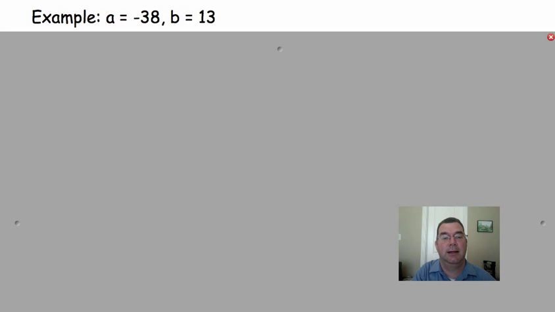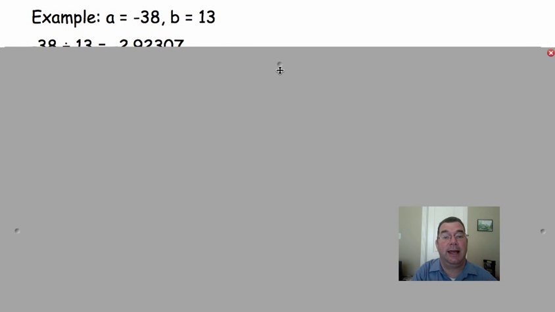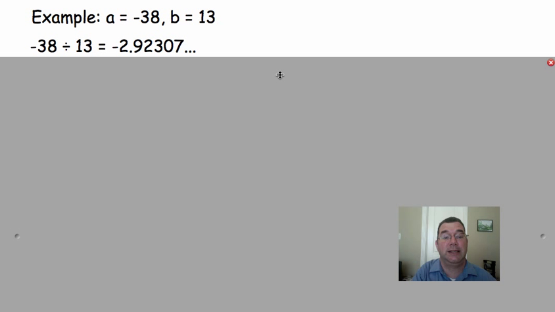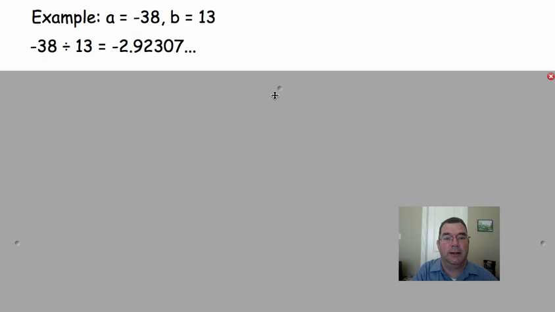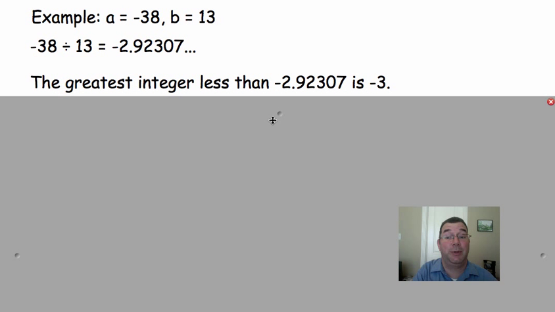Things get a little tricky, as I said, when you start dealing with negative numbers. So I'm going to do an example of that. Let a equal negative 38 and b equal 13. If I divide that, I've got negative 2 point something. And remember my definition of what q is: q has to be the largest integer that is less than negative 2.92. So that's not going to be negative 2, because negative 2 is actually higher than negative 2.92. So I've got to go down, or to the left on the number line, to the next integer that I would hit that's closest to negative 2.92, and that would be negative 3.